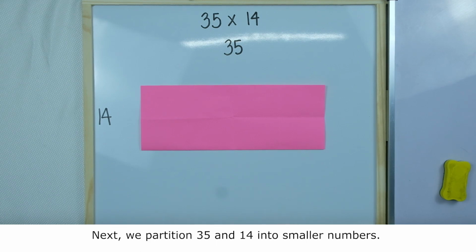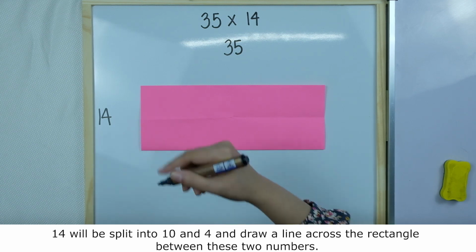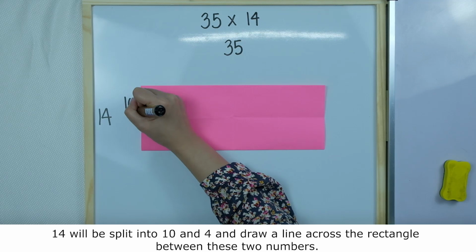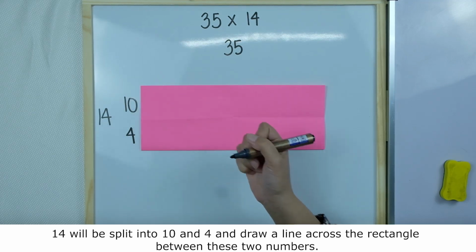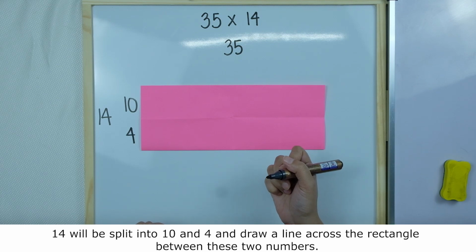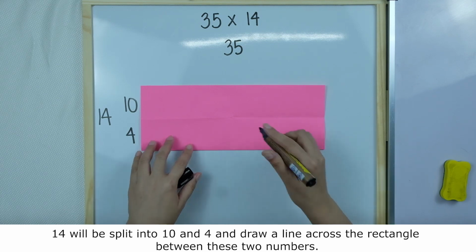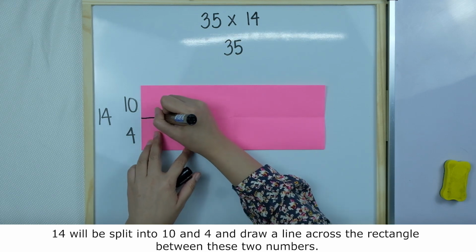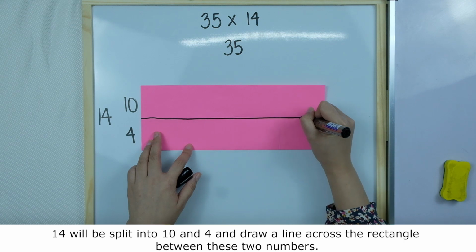Now we partition 35 and 14 into smaller numbers. 14 will be split into two numbers, 10 and 4. And we draw a line across the rectangle between these two numbers. So the pink paper is our rectangle and we draw a line.